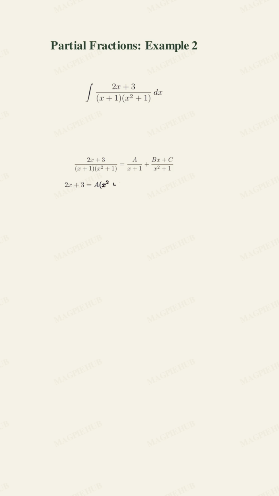Since x squared plus 1 is an irreducible quadratic, we decompose as a over x plus 1 plus (bx plus c) over x squared plus 1. Putting x equals negative 1, 1 equals 2a, so a equals 1/2. Comparing coefficients of x squared gives b equals negative 1/2. Comparing constant terms gives c equals 5/2.